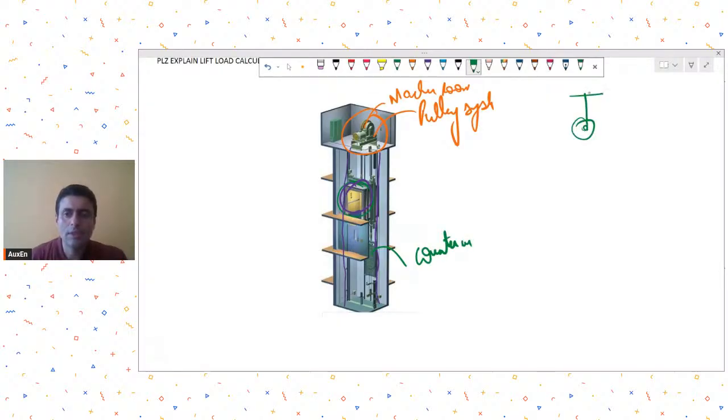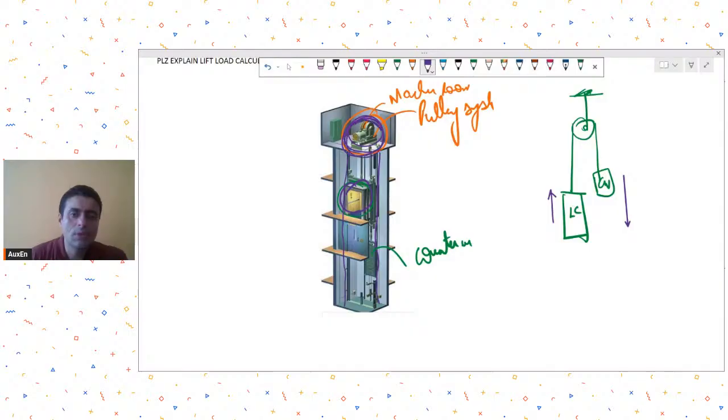This is a pulley, which in 11th standard we have all studied. Let's say this is a lift car, and then there is a counterweight. So if you want to bring this lift car up, your counterweight goes down, and vice versa. So this is called the pulley system. The pulley system is installed over here, and then there will be this room which is called the machine room. So what are the lift loads?